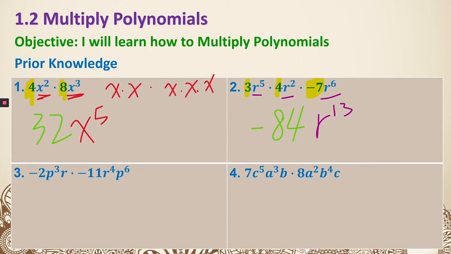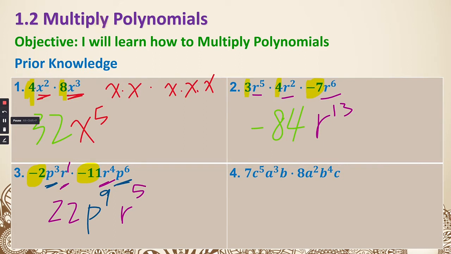Number 3, again, same thing, -2 in the front, -11, they will be multiplied and give us 22. Next, we see there's p to the 3rd power and p to the 6th power. That will combine to become p to the 9th power because we add the 3 and the 6. Then we have this r and r to the 4th power. Remember, when there's no exponent, it actually is a 1. So it's going to be 1 plus 4, so r to the 5th power.